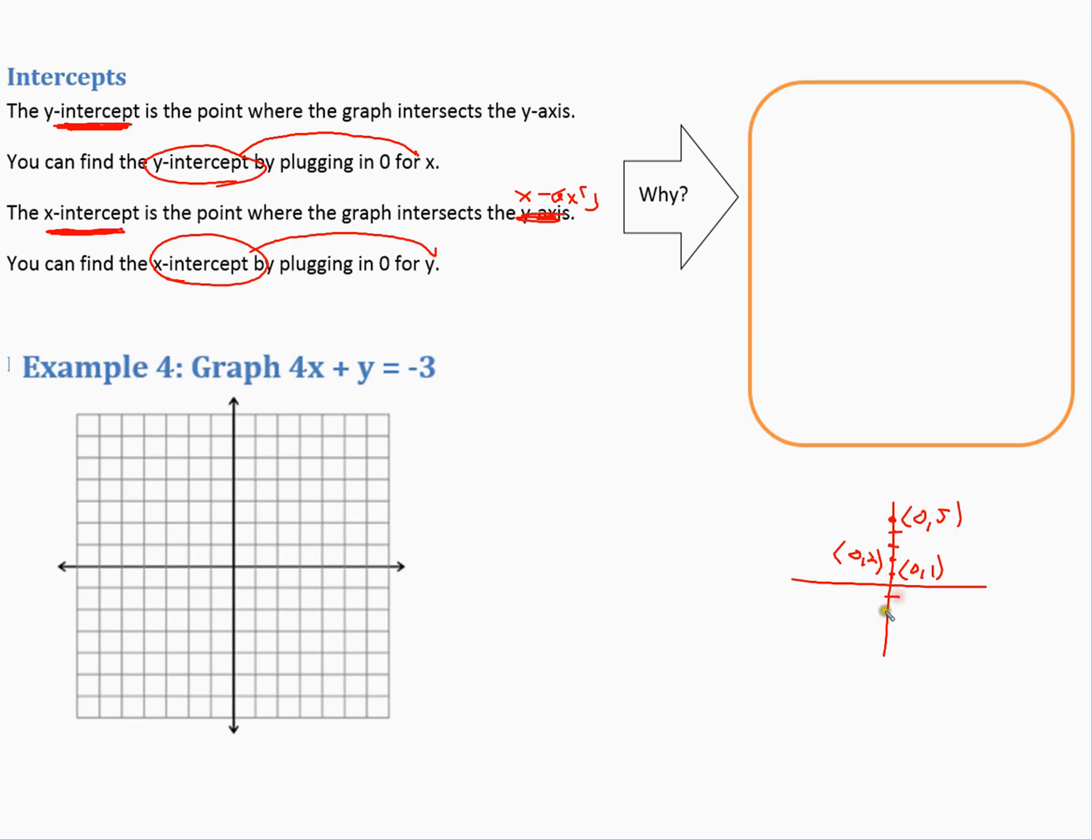Or maybe we go down 1, 2, 3, 4. This is the point 0, negative 4. What is always true? What's the common bond in these 4 points and really all the points along the y-axis? Well, hopefully you notice that the x value is always 0 because whenever we're on the y-axis we don't go left or right at all. And that's why to find the y-intercept you plug in 0 for x.